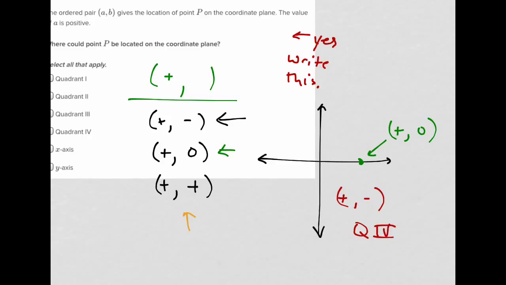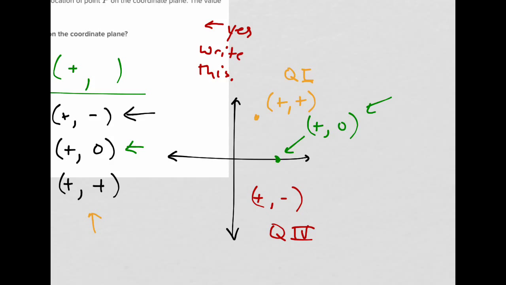And then the last part, we have positive, positive. That means I would go to the right some distance and then also up. So that would look like something like this. That would be in the first quadrant, Q1. And this would be the x-axis.